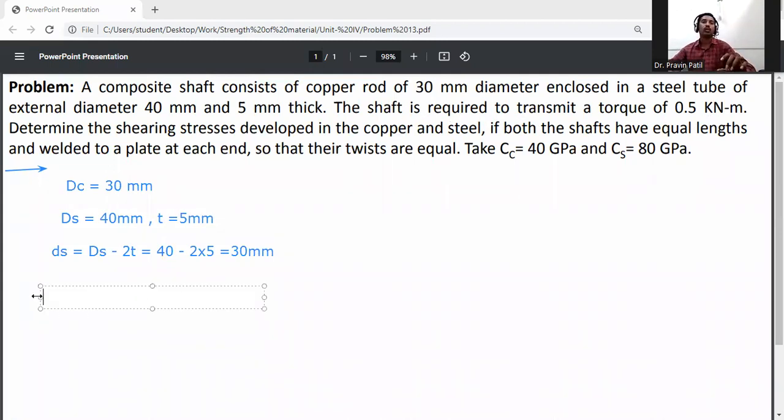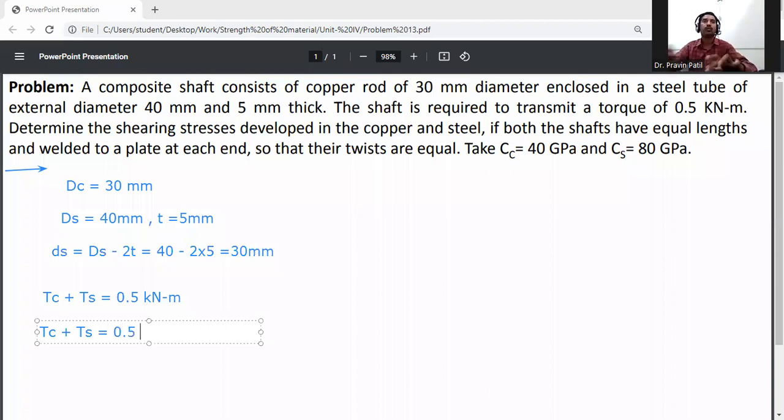The torque the shaft is required to transmit is 0.5 kN·m, which means the total torque shared by copper plus the torque shared by steel is 0.5 kN·m. Converting to mm, TS plus TC is equal to 0.5 into 10 raised to the power 6 N·mm.